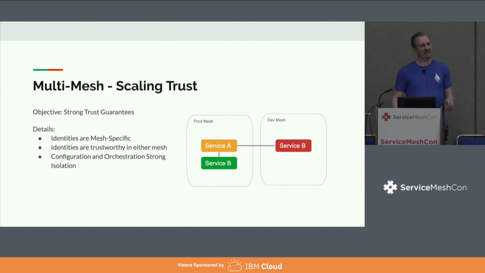You're not trusting anything other than identity. So service B has no ability not only to impersonate service B on the prod mesh, it also has no ability to change its execution. You can't overwhelm it with too much traffic. You can't change its application configuration or change the image that it's running against. There's complete and total isolation between these, and so you can have trust.